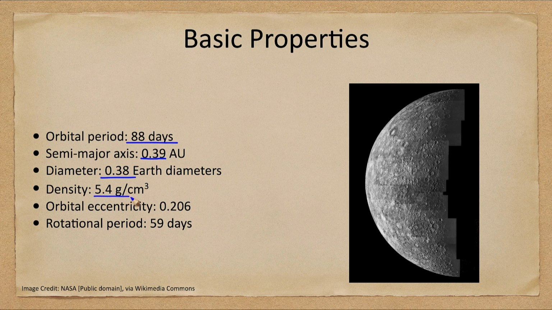However, the density is far greater. Density is closer to that of Earth. Now remember, it's close to the sun. It would have formed from more metallic material, and that would give it a higher density. It has an eccentricity of 0.2, the largest eccentricity among the planets in the solar system. So it has a very elliptical orbit, meaning sometimes it's close to the sun and sometimes it's further away, much more so than Earth. And its rotational period, how long it takes to spin on its axis, would be 59 Earth days.